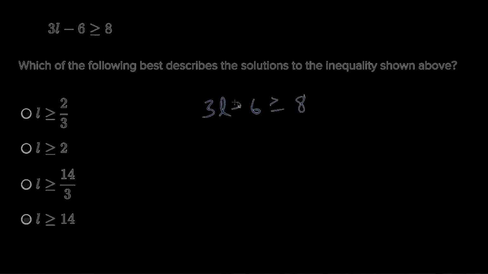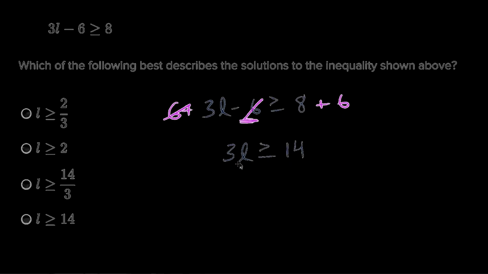So let's see what we can do to get just an L on the left-hand side. So the first thing we might want to do is get rid of this subtracting a 6. And the best way we can do that is we can add 6. Let's add 6 to both sides. This 6 and this 6 are going to add to 0. And then we are going to be left with 3L on the left-hand side is greater than or equal to 8 plus 6, which is 14.